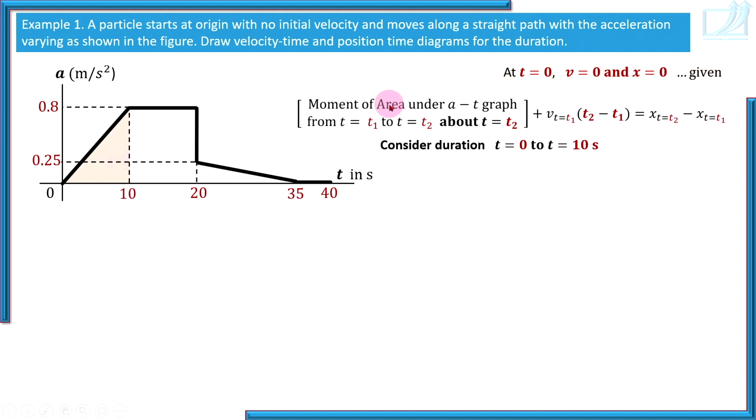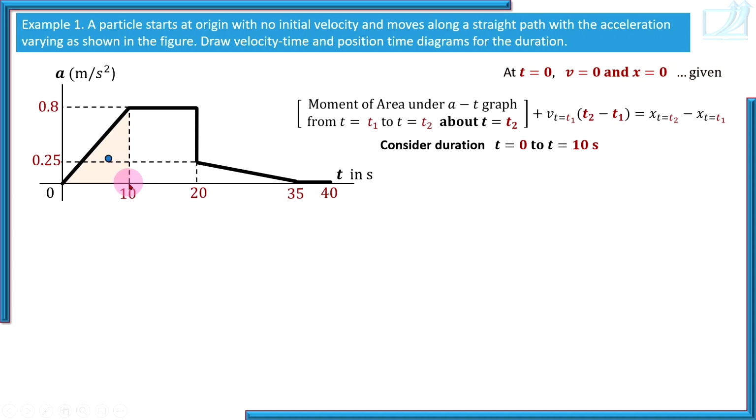But we don't just want area, we want moment of area. So moment of area is area into distance of its center or centroid. So this is the centroid, area into distance of its centroid, that is moment of area. In this interval, what is t2? T1 is 0 and t2 is 10 seconds. So this is moment of area from t equal to 0 to t equal to 10 seconds about t equal to 10 seconds.